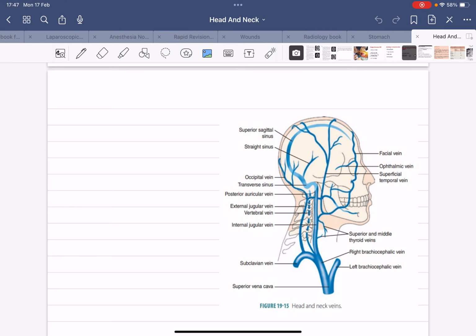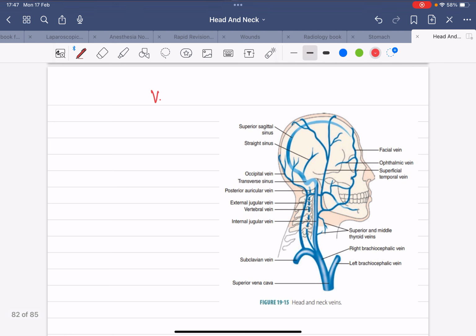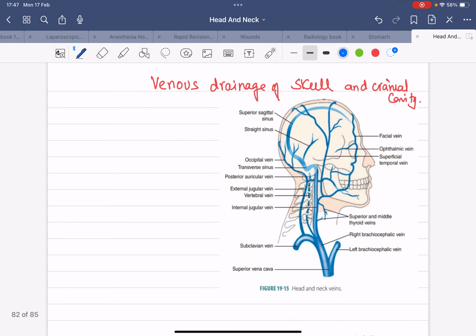Hello everyone, today we are going to discuss the venous drainage of skull and cranial cavity. Okay, so whenever you are discussing the venous drainage of skull and the cranial cavity, please remember number one thing, you must know about the dural venous sinuses. Number two, you must know about the diploic veins.